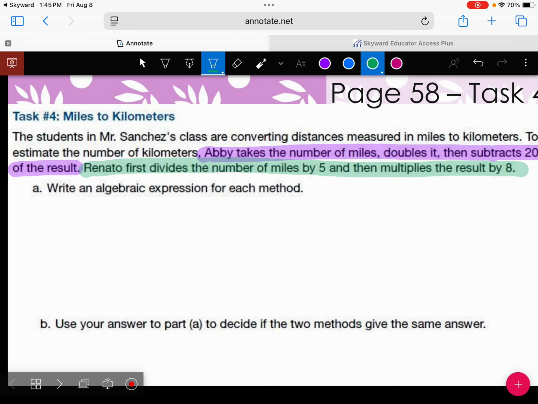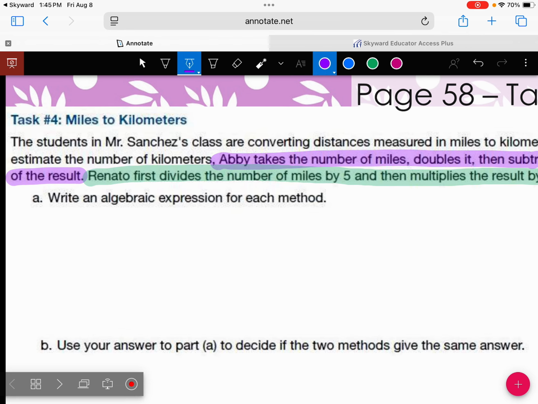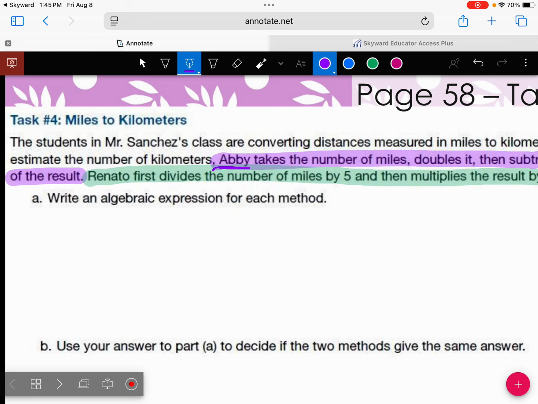So this is very similar to those cards we were working with yesterday. How will we take what Abby does and write it down? If she takes the number of miles, doubles it, and then subtracts 20% of it. So she has some number of miles that she's then going to double. So times 2, you can either put it as 2m or as m times 2. I genuinely don't care.